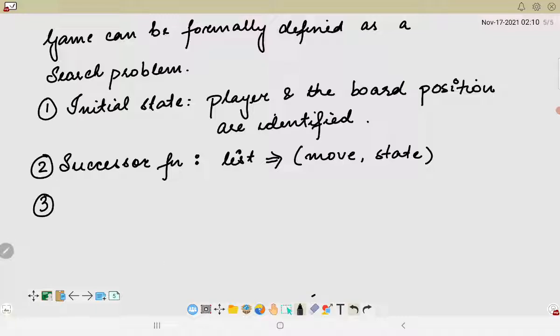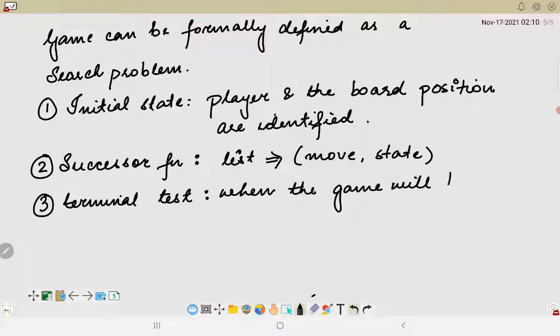Number 3 is the terminal test. So terminal test basically determines when the game is over. This is like a goal test, but not exactly a goal test, and it determines when the game will be over. And when the game has ended, that state is called the terminal state.